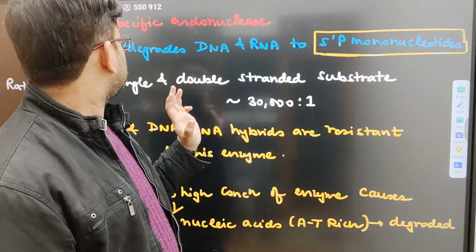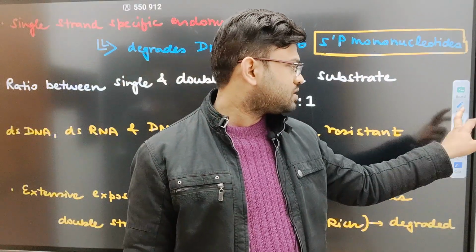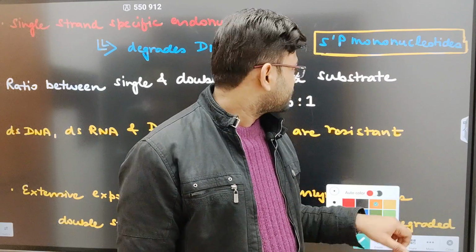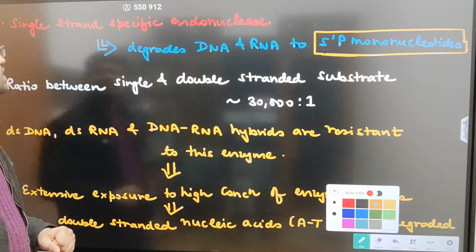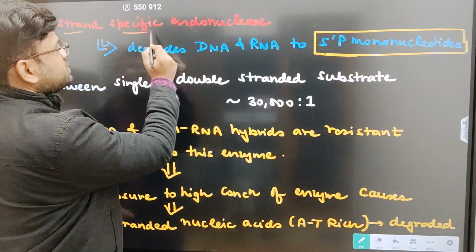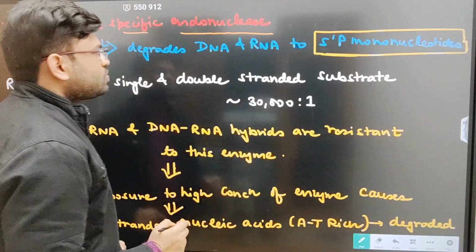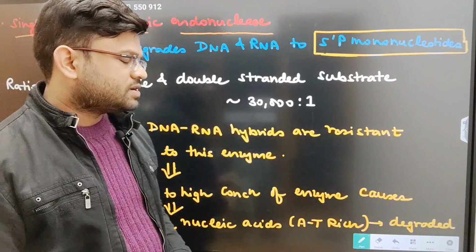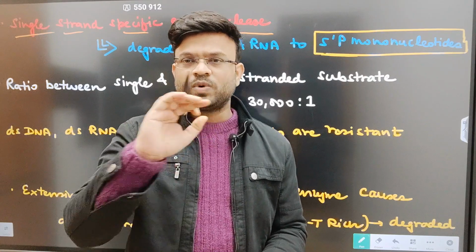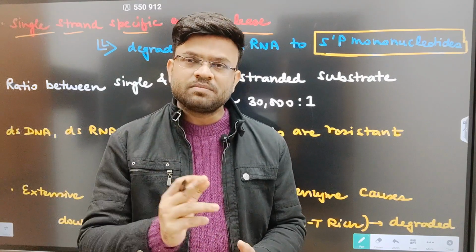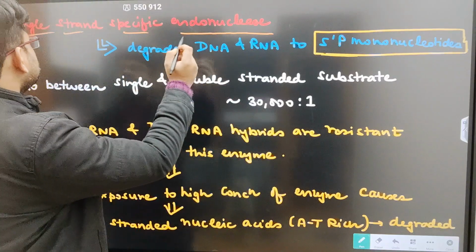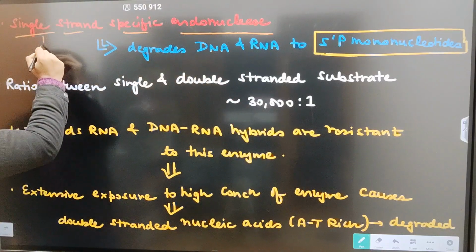What is the mechanism of action of Mung bean endonuclease? Mung bean endonuclease is a single stranded specific endonuclease. So what do you mean by single stranded? When I say single stranded, it simply means that it will be cutting only one strand. It will not be cutting both strands. It will be cutting only and only one strand.